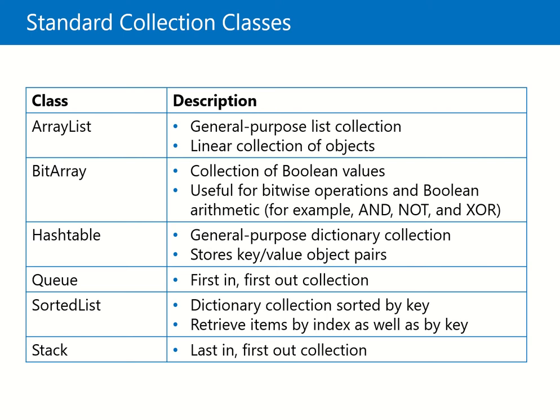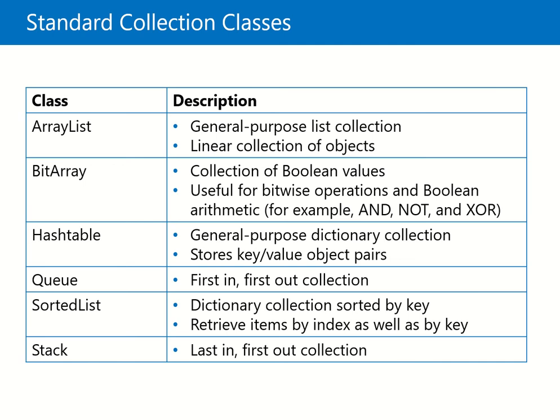The queue class is first in, first out. I already mentioned that just now. It's a collection where the first one that goes in is the first one that comes out.